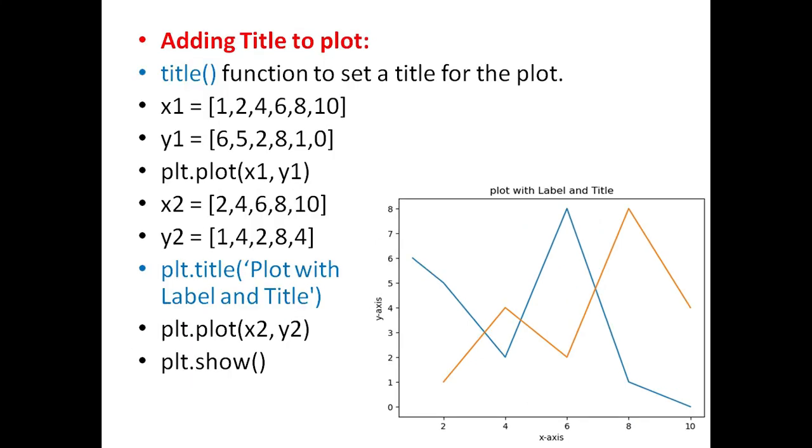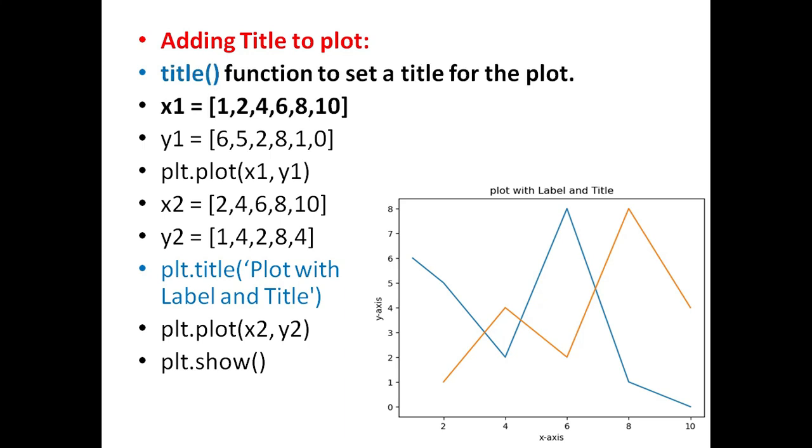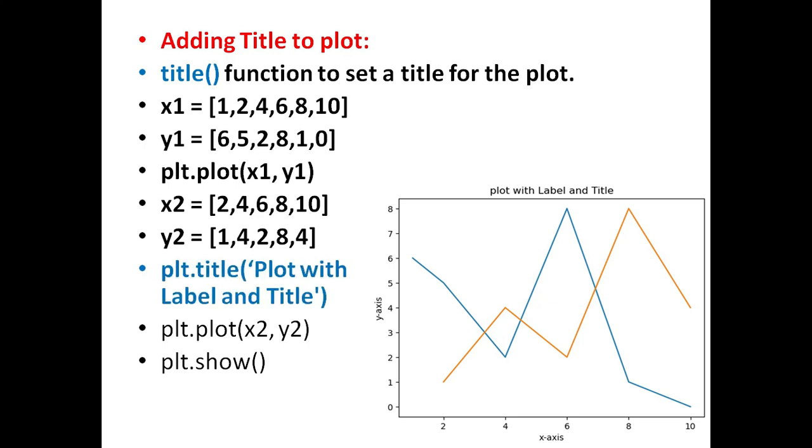We can add a title to the plot. For this we'll use the title function. Here we'll use the same example as we have defined the coordinates for x1 and y1, and we'll plot the graph for the x1 and y1 coordinates. Then we'll define x2 and y2, and we'll plot the graph for x2 and y2, and we'll set the title as plot with label and title. And when we show the plot, it will give the title as plot with label and title.